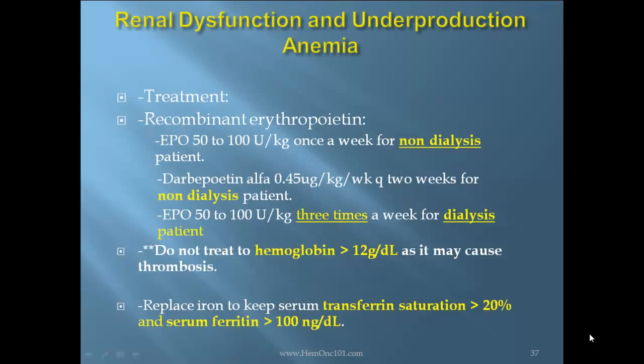Treatment: recombinant erythropoietin. So epogen 50 to 100 units per kg once a week for non-dialysis patients, or darbepoetin 0.45 units per kg per week or every 2 weeks for non-dialysis patients, or epogen 50 to 100 units per kg 3 times a week for patients on dialysis. Remember, do not treat to hemoglobin more than 12 as it may cause thrombosis. Iron: also replace iron to keep serum transferrin saturation more than 20% and serum ferritin more than 100.